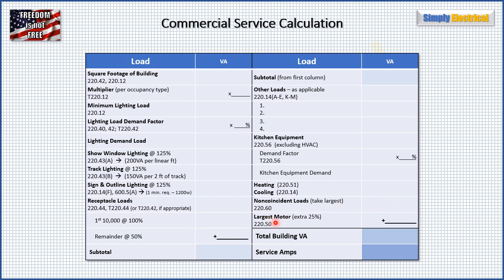After that, we're going to take the largest motor of our building, take an extra 25% of that largest motor, put it there. Then we're going to end up adding the subtotal, the other loads, the kitchen demand, the largest of the non-coincident loads, and that extra 25% of the largest motor. And that's going to give us our total building VA. Once we have that, we divide by our voltage for whatever phase we're dealing with, and that'll give us our service amps. Okay, let's get to our example.